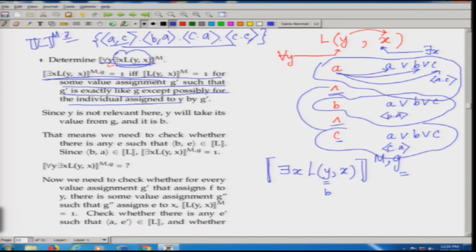So the point is there, any value, and this is sum. If there is one value e of x for which B is a member of L, then this will be 1, if and only if. Do we find such a thing? Yes, you see BA is already a member. So if E is A, then it is fine. So BA is a member of L. Therefore, this will be 1.